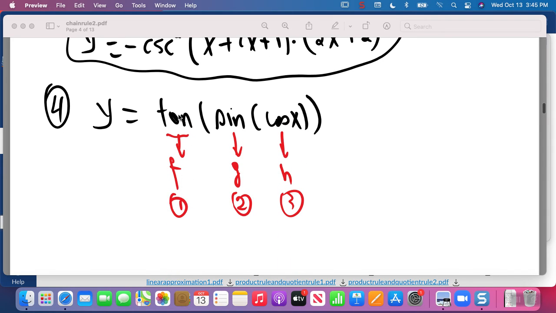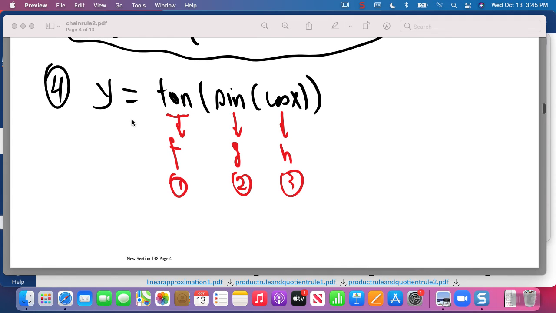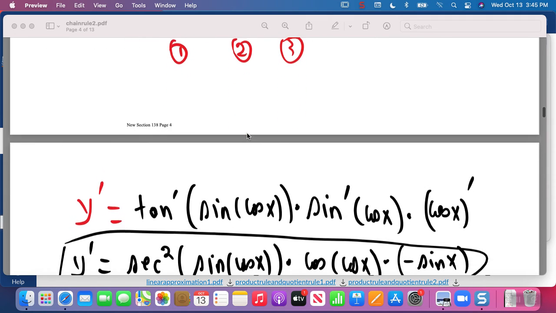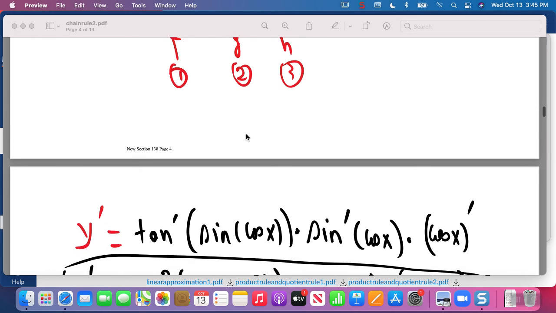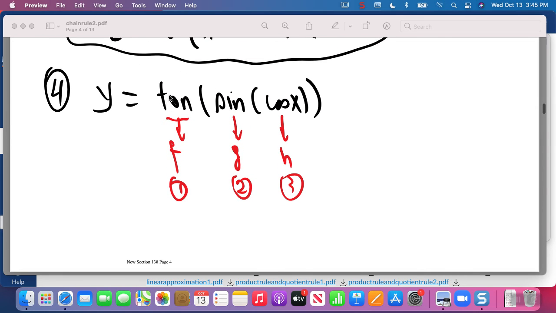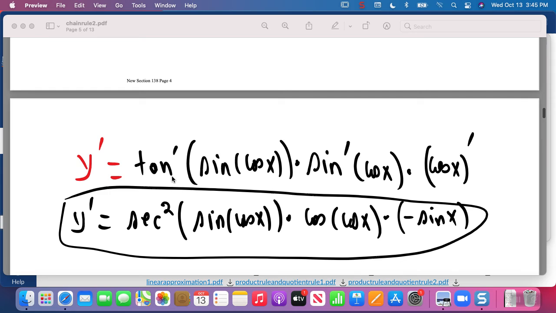This is an example where you have three functions: the tangent function, the sine function, and the cosine function. You want to find y prime. We're going to use the chain rule as a sequence of derivatives. First, we view tangent as the outer function, and sine of cosine x as the inner function. Step by step, the chain rule says to take the derivative of tangent and evaluate it at the inner function. The derivative of tangent is secant squared, evaluated at sine of cosine x, times the derivative of the inner function.